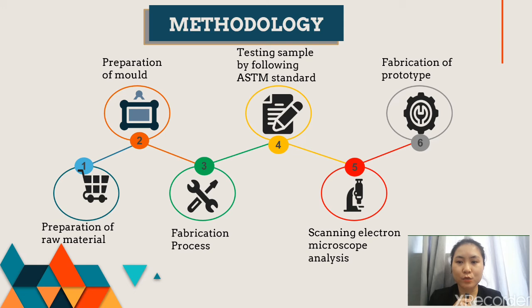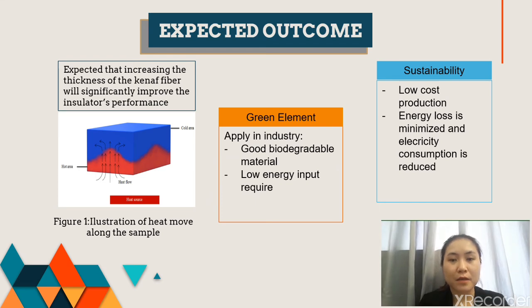The next method will be the microscopic analysis. A scanning electron microscope (SEM) is used as the instrument to examine the sample to identify the morphological surface fracture of kernel fiber after heat testing and fire testing are done. The expected result for this research is that increasing the thickness of kernel fiber will significantly improve the insulator's performance. This is due to the delay of the heat transfer through the fiber.